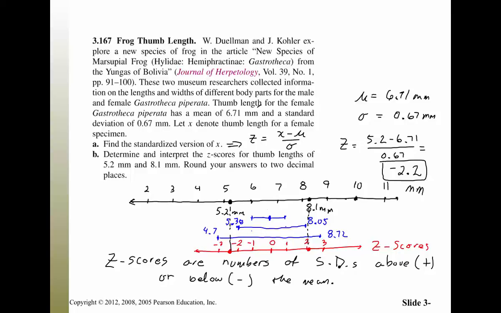Okay, does it make sense? So know that when you're finding z-scores, you're counting a distance of standard deviations from the mean. If it's negative, it's that many below. If it's positive, it's that many above. Okay, anybody have a question on that?